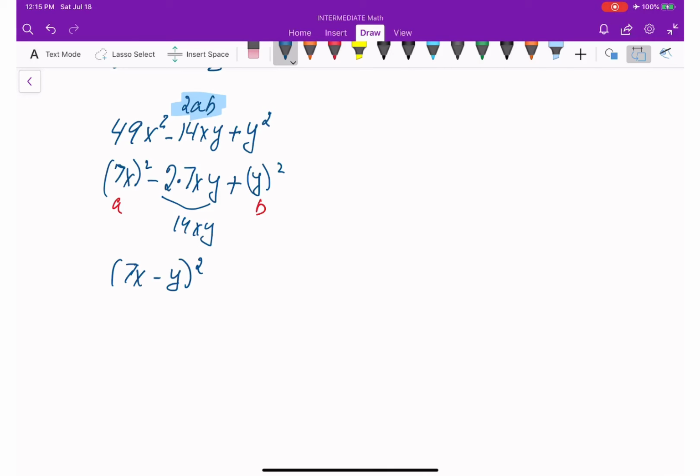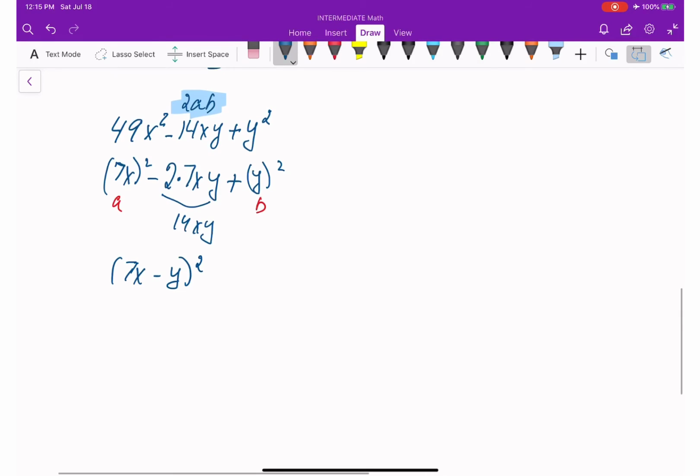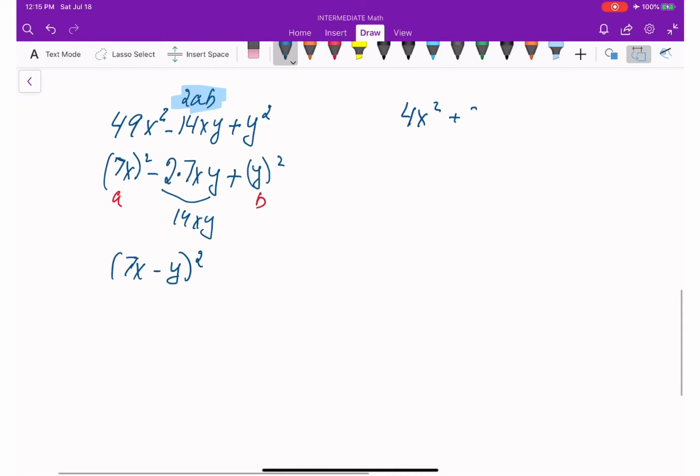Another one. 4x squared plus 28x plus 49. Well, this one has the same numbers. We already used 49. Well, okay. Let me do it this way. Let me make it more interesting. One second.